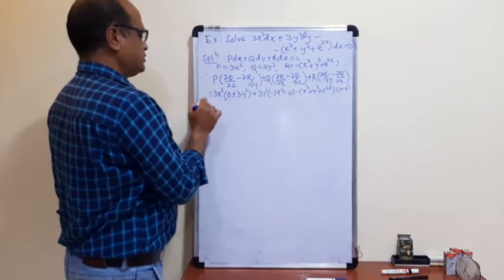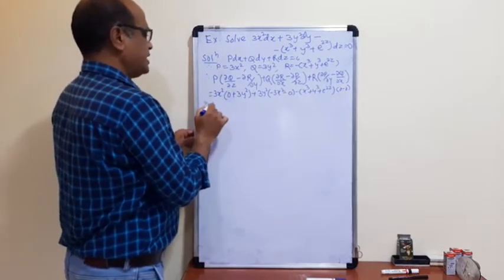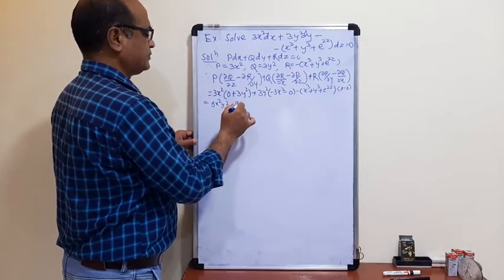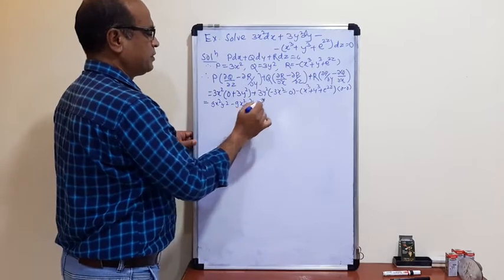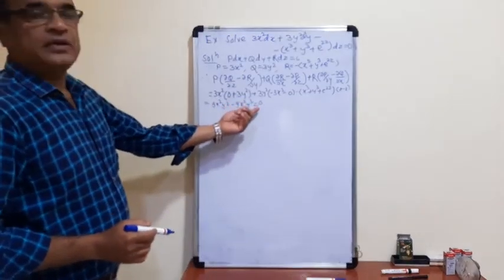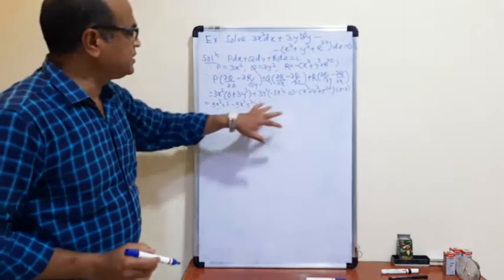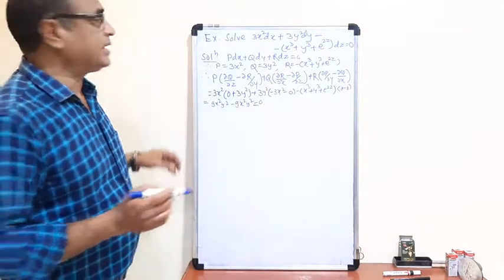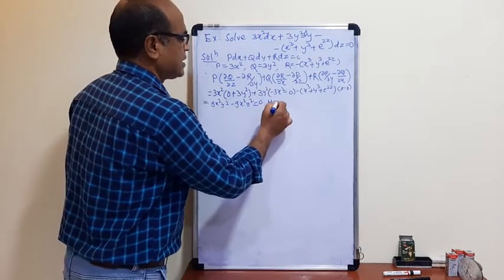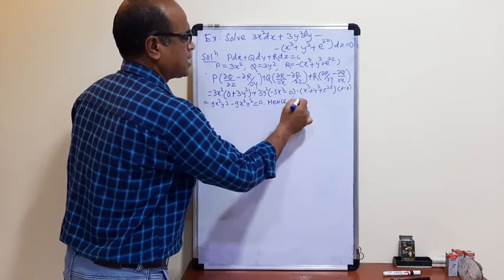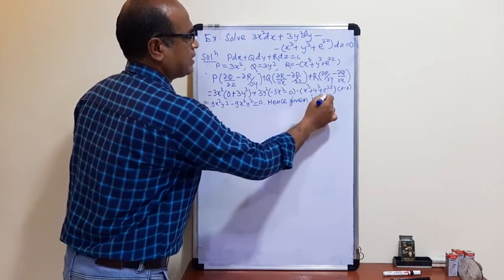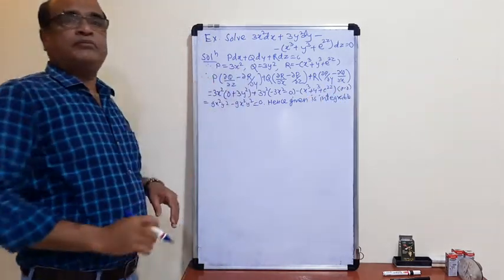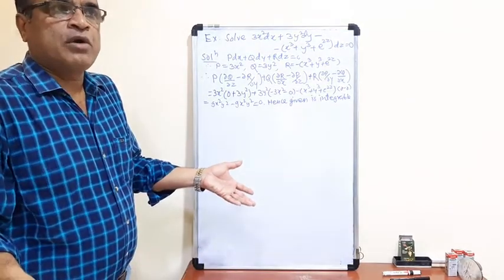So what happened here? This is 9x square y square minus 9x square y square. So this is 0. So the value of this condition is 0. Hence the given differential equation is integrable. So the given equation is integrable, nothing but the equation is solvable.